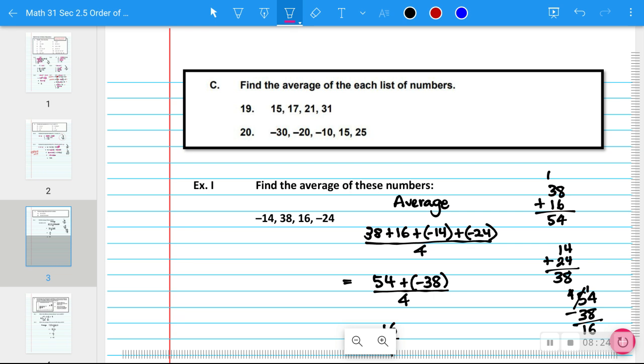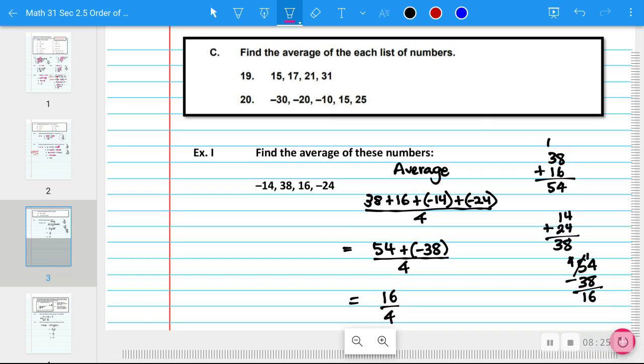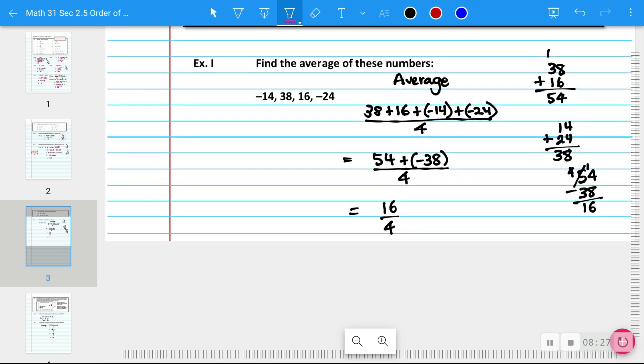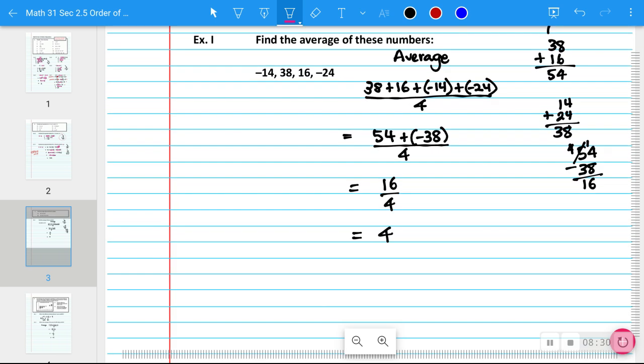Okay, on example I, the goal here is to find the average of some numbers. We're given 4 numbers here. And if you're averaging 4 numbers, you'll add them up and divide by 4. If you had 5 numbers, you'd add them up and divide by 5. So I wrote them in a different order. I want my positives up front, so that takes care of the 38 and 16. And they add up to 54. And the negatives I put in the back, and they add up to -38.